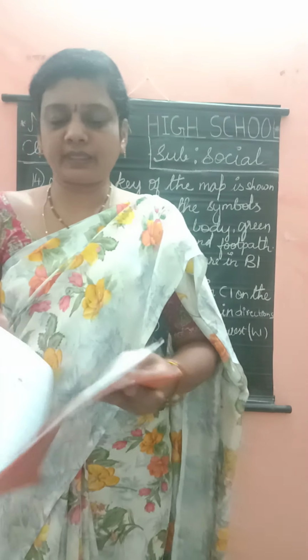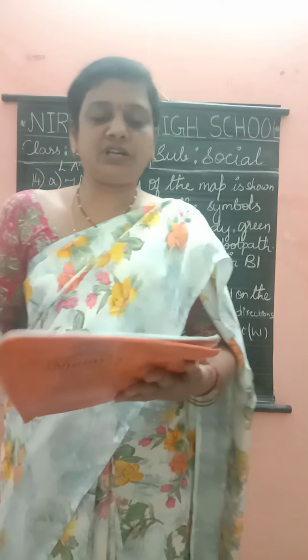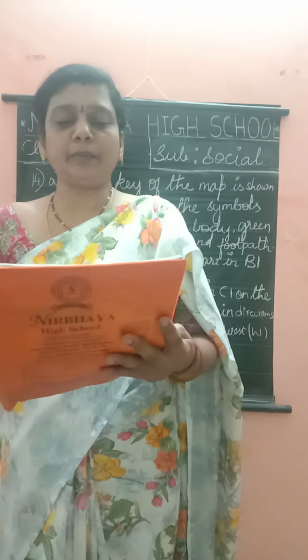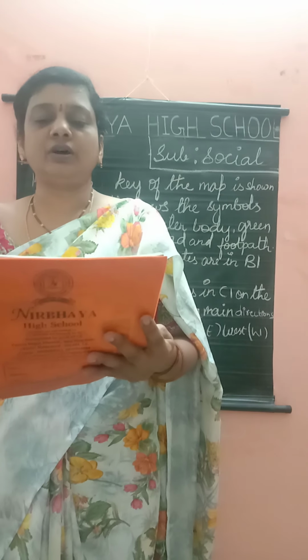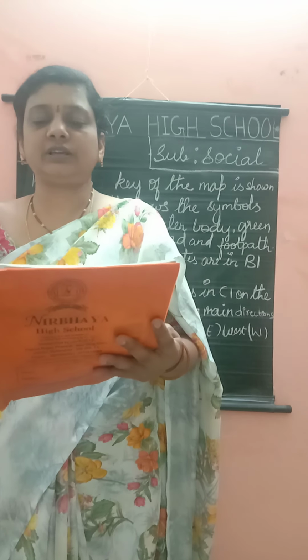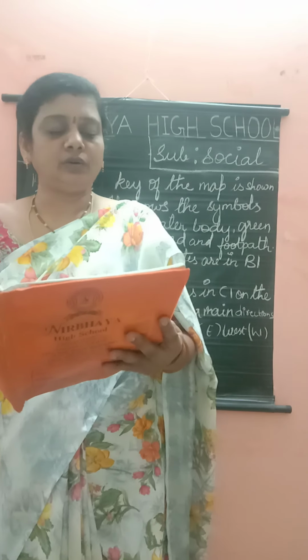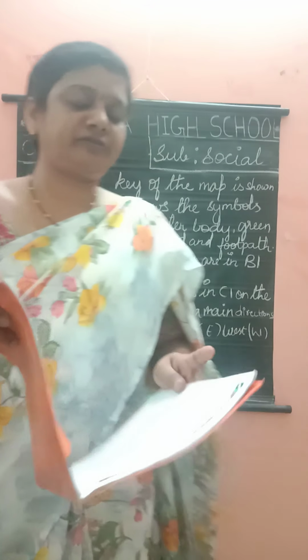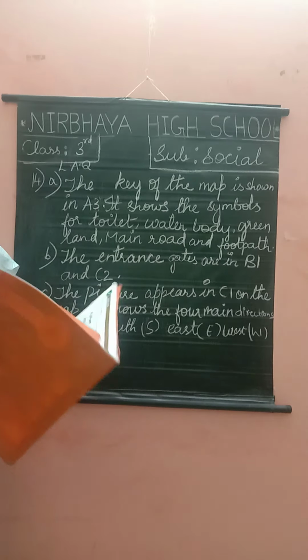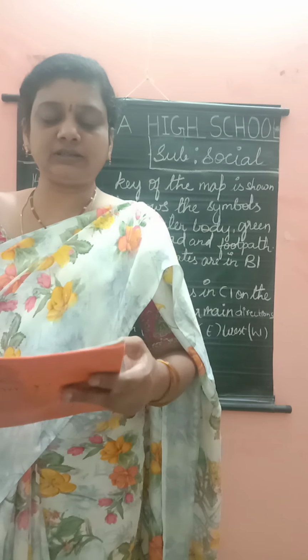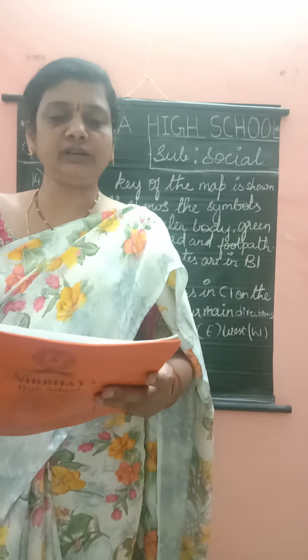On page number 16, multiple choice questions. Choose the scale for a map where a distance of 10 kilometers is shown in 4 centimeters. What is the answer, children? The options are there, 4 options. What is the answer? It is B. Okay, children.